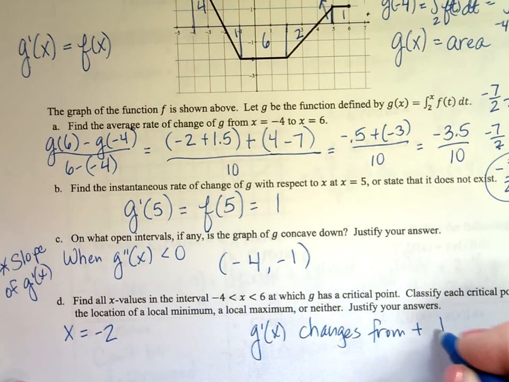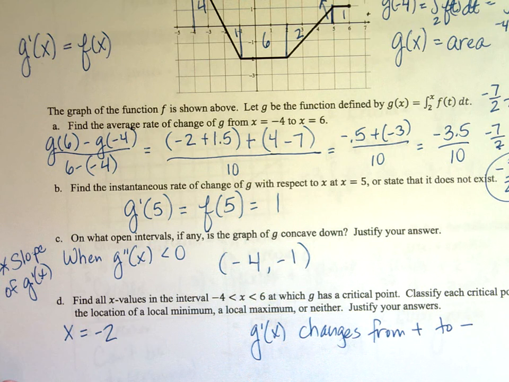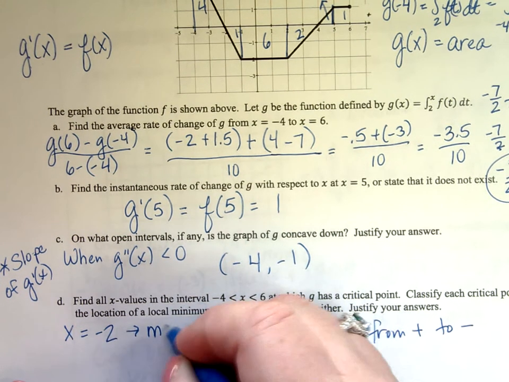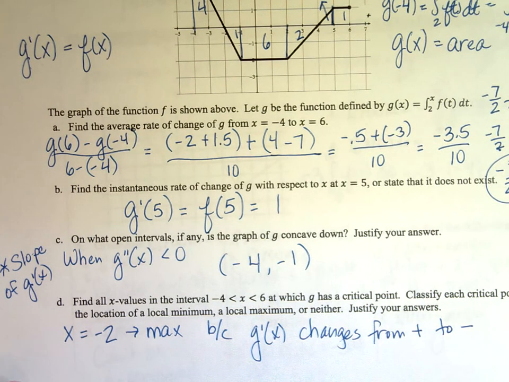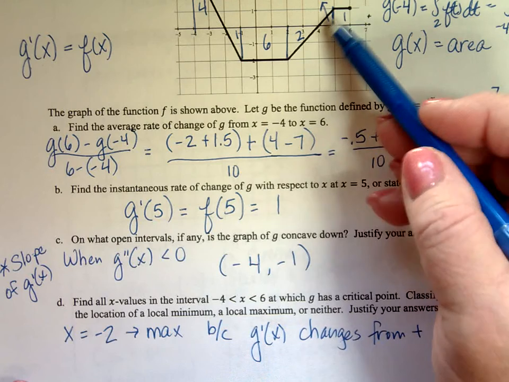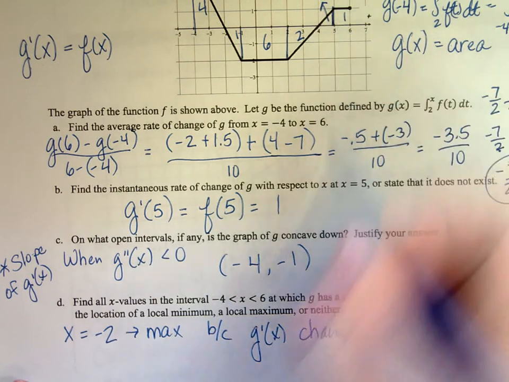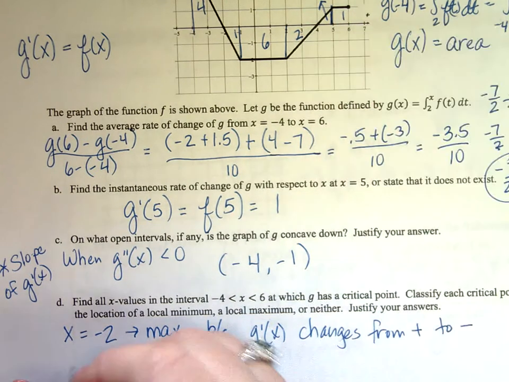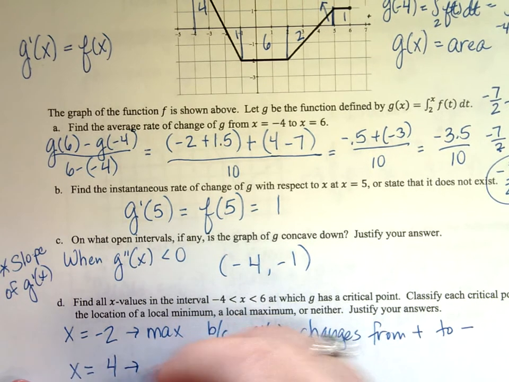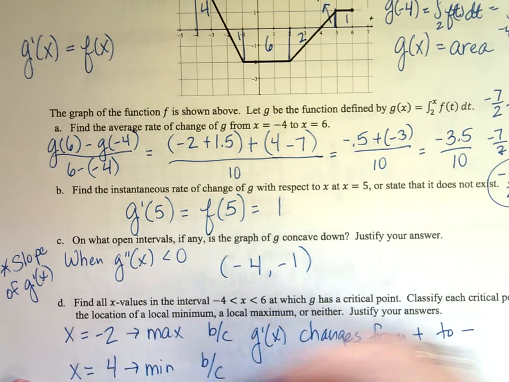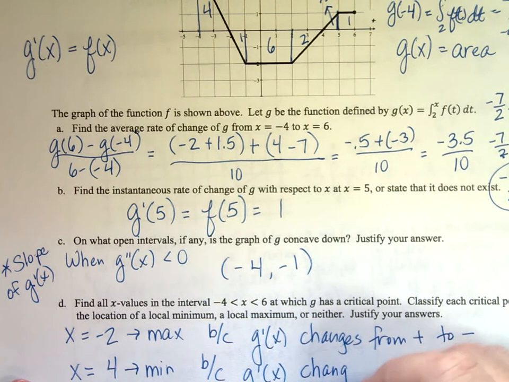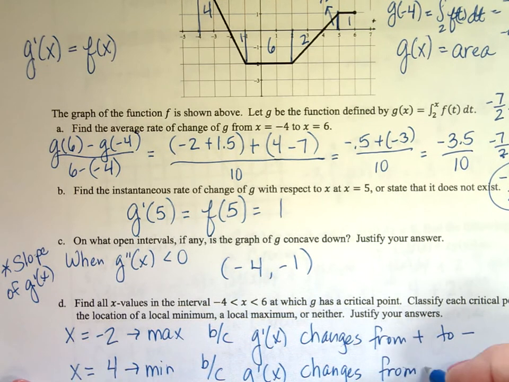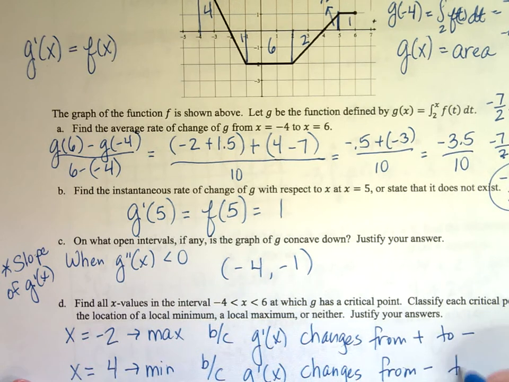Now think about that. If I go positive to negative, I have created a hill, and that's going to be your maximum. There you go, because. And likewise, the only other place it crosses the x-axis is over here, but this time it goes negative to positive. And so that means at x equals 4, you're going to have a minimum because g prime of x, or f of x, changes from negative to positive. All right, and there you have it.